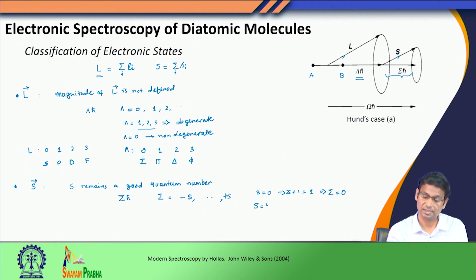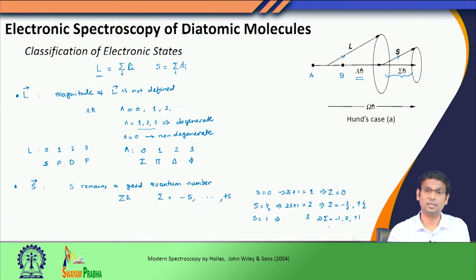If I say S equals half, then 2S plus 1 is 2, that is a doublet state. So, sigma goes from minus half to plus half. S equals 1, that is a triplet state, sigma goes from minus 1, 0, plus 1. These are the ways that we can define the spin state. This is a triplet state with 3 components, this is a doublet state with 2 components, this is a singlet state with 1 component, and we can carry on.